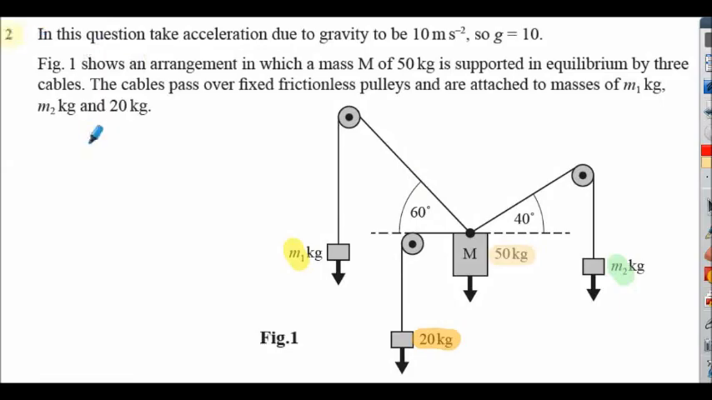Question 2. Solution here relates effectively to a free body diagram of mass m. Notice in the question we're allowed to use gravitational acceleration as 10 meters per second squared, so I think they just stated that to make the numbers easier to manage. Just note that they state in the question the mass m is in equilibrium.